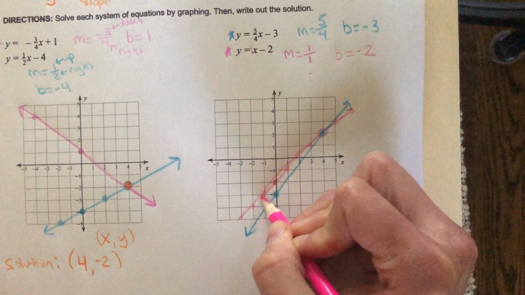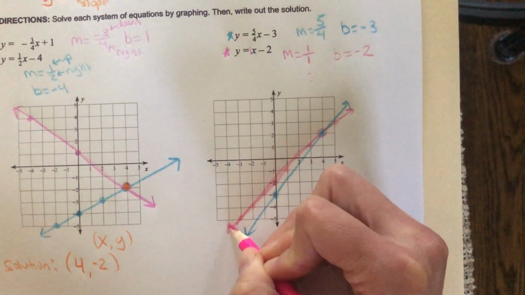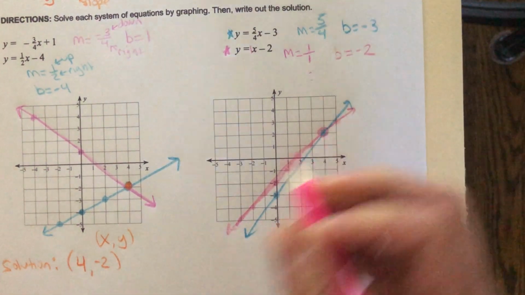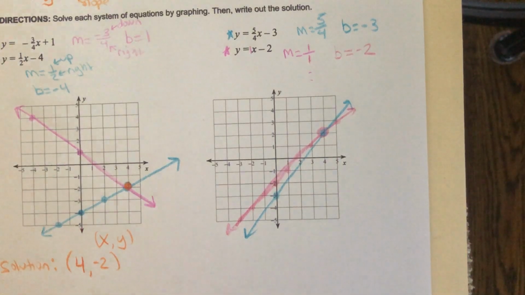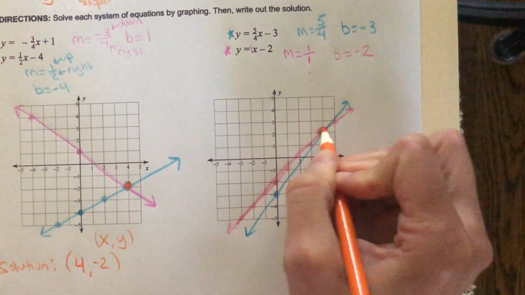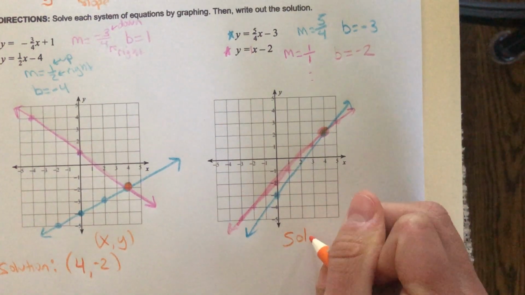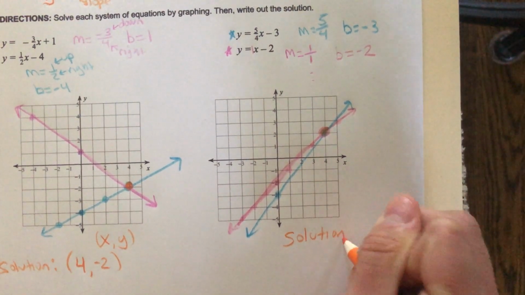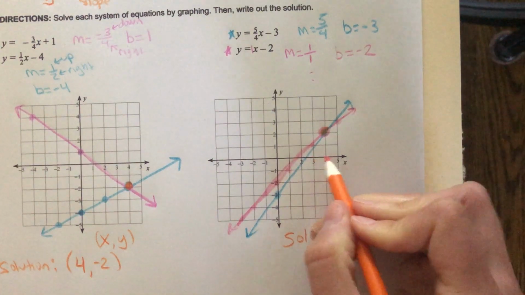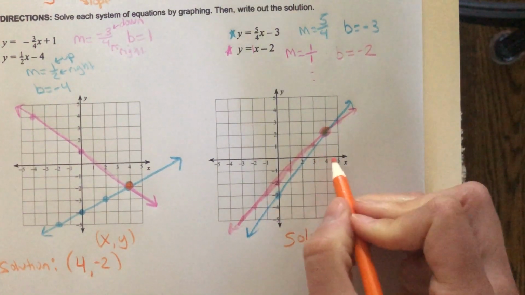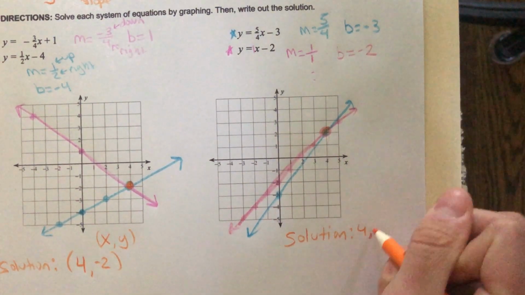They get very close beforehand, but this is the point that I care about. So since these lines meet at one point, there's one solution, and the solution to this system of equations is at the point (4, 2), 4 since that's my x value.